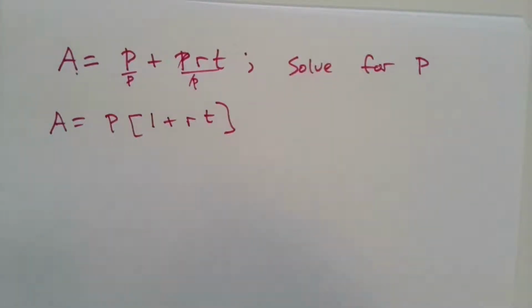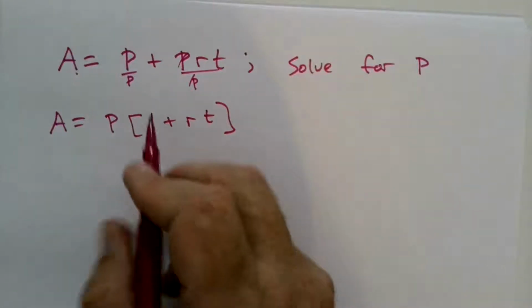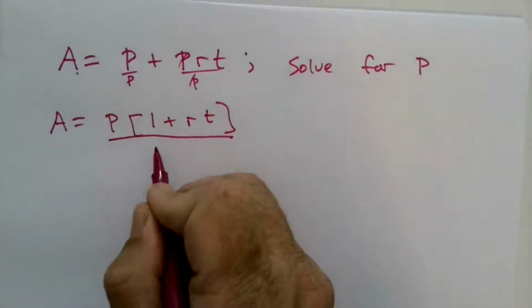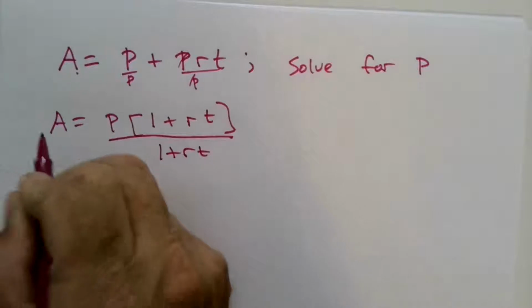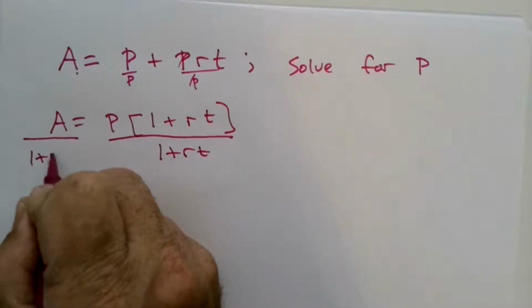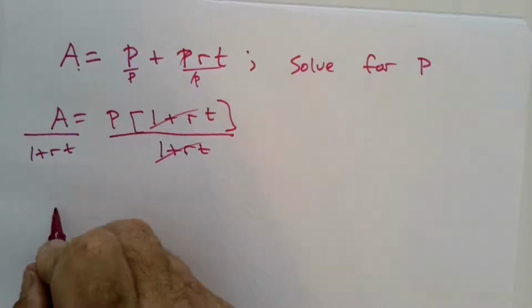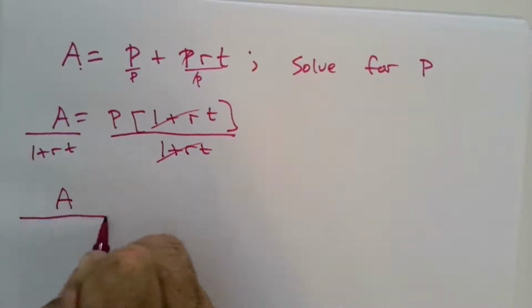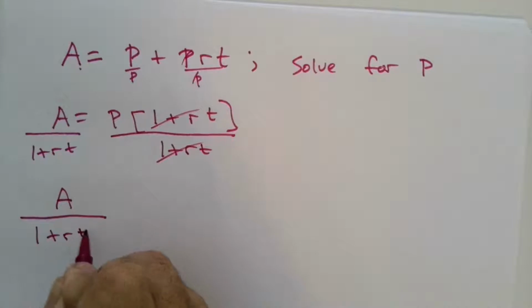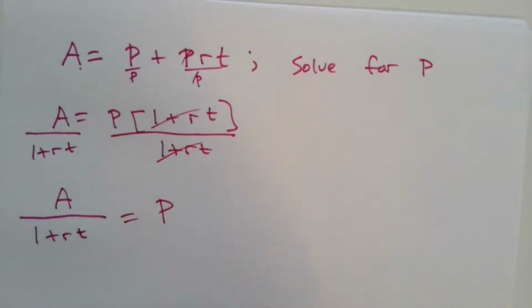We want to solve for P, so I will divide both sides by what's multiplying P. Divide both sides by 1 plus RT. 1 plus RT divided by 1 plus RT divides out. I have A over 1 plus RT equals P. And that will conclude this lesson.